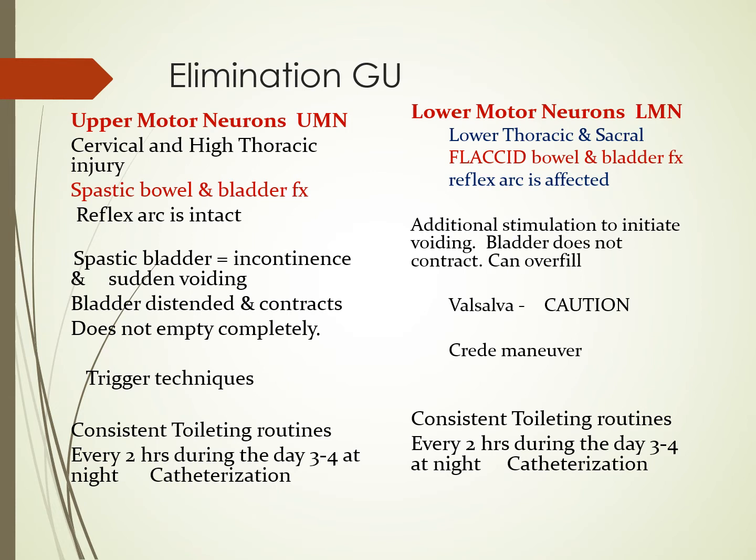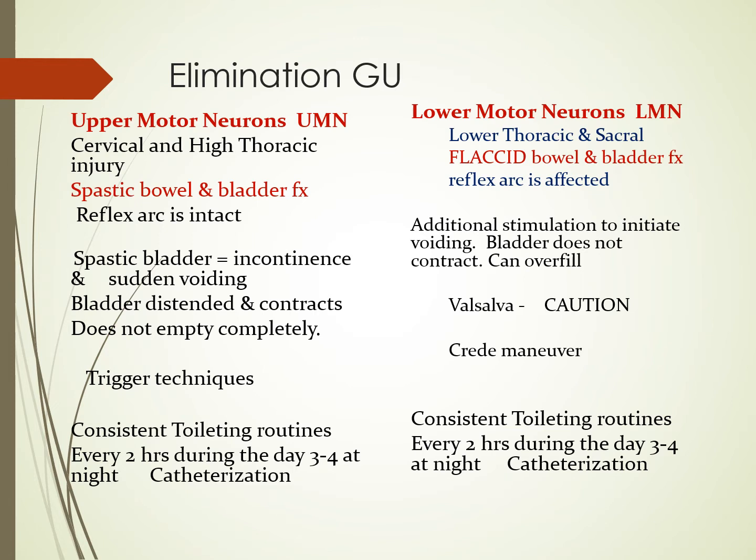So let's look at it more specifically with upper motor and lower motor neurons. Many times with upper motor neurons, when we have cervical and high thoracic injury, that causes spasticity of the bowel and the bladder. There's this reflex arc that's intact, and you get a spastic bladder, which means that anytime there's urine in there, the bladder gets excited and you get sudden voiding. So it gets a little distended and it contracts, but it doesn't empty completely.